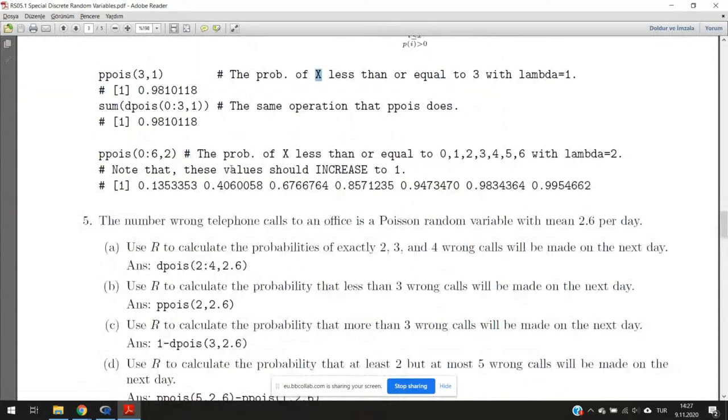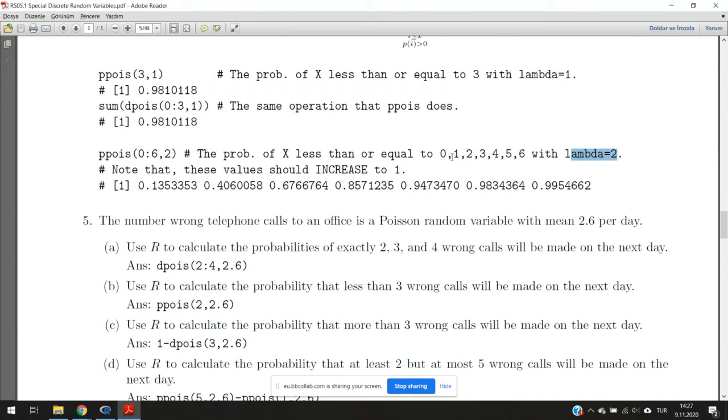Now, how about this one? We have a random variable x, which is Poisson distributed with rate parameter equal to 2. What are the cumulative probabilities at 0, 1, 2, 3, 4, 5, and 6? So actually, we are here trying to calculate the cumulative probabilities at 0, 1, 2.